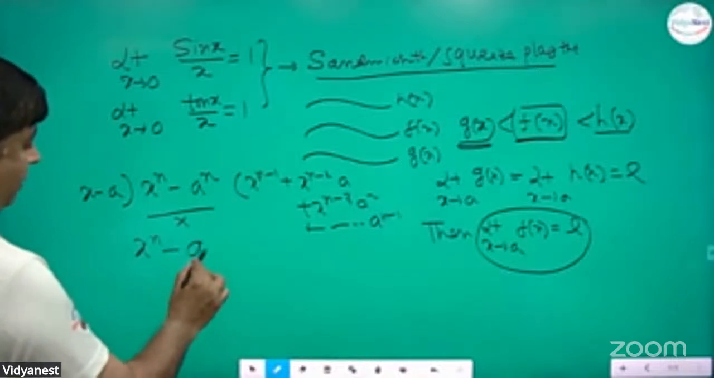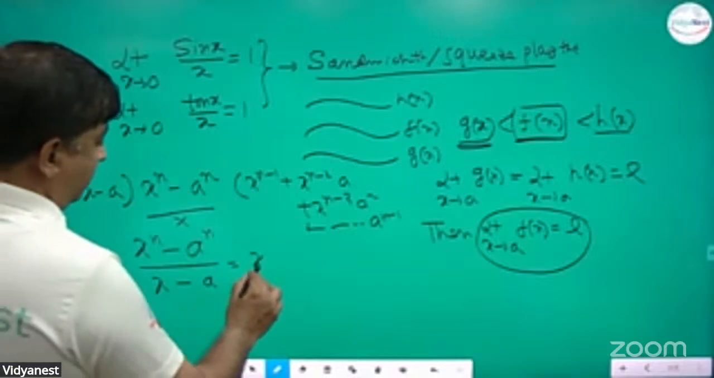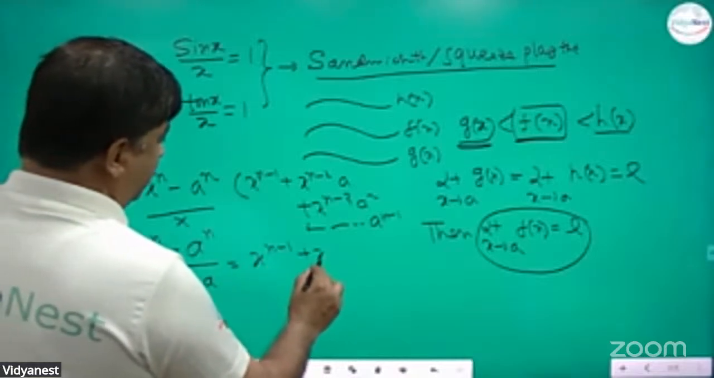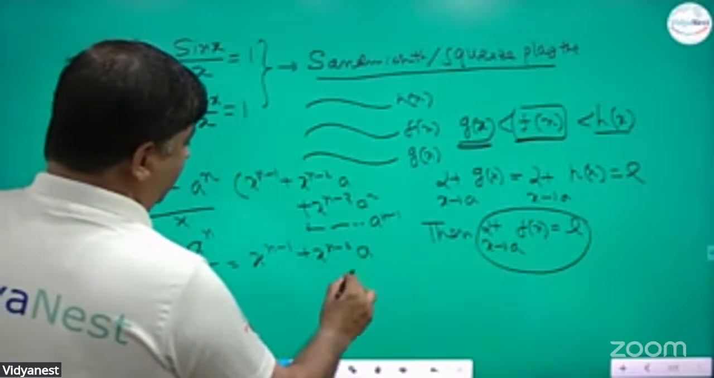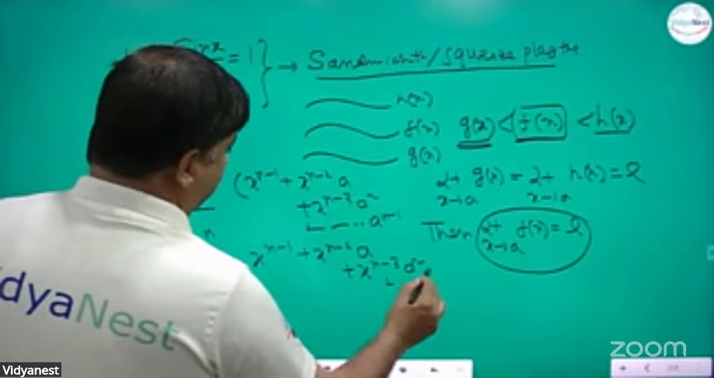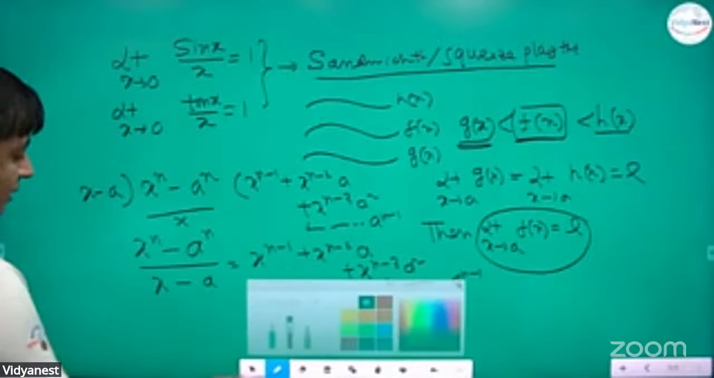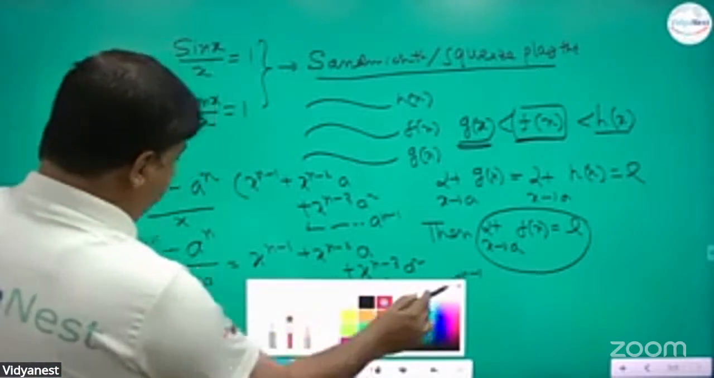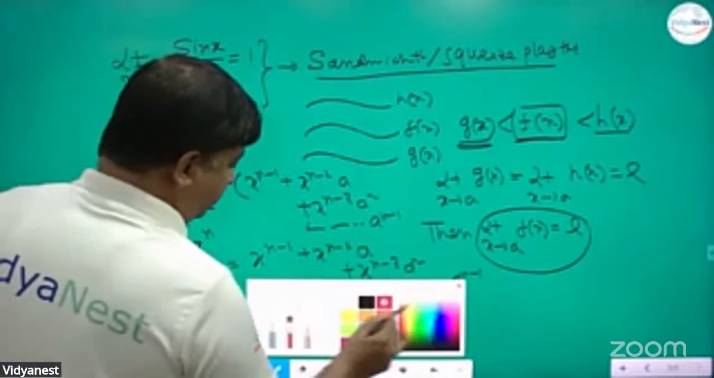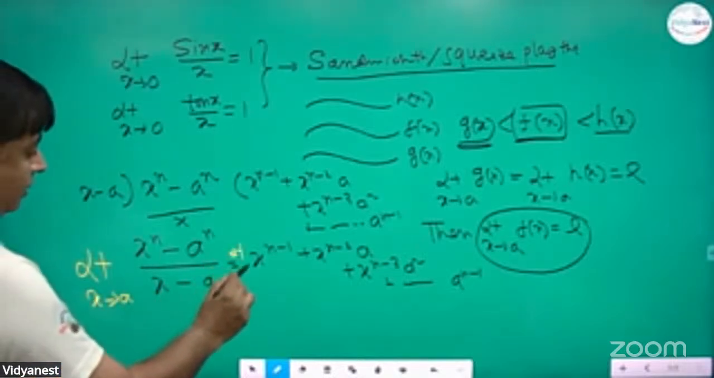(x^n - a^n)/(x - a) is what? This is the quotient, by the division algorithm. Now, you do one thing. You take the limit to both sides. Limit of what? x tends to a. You take the limit to both sides.